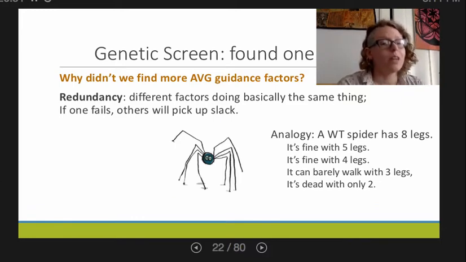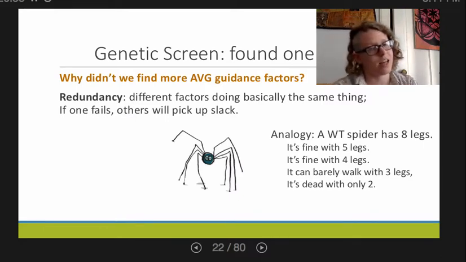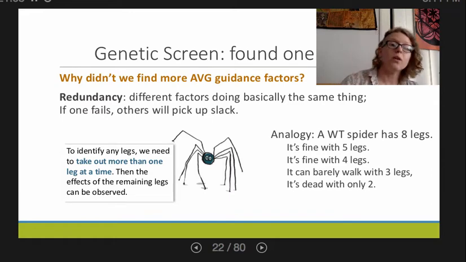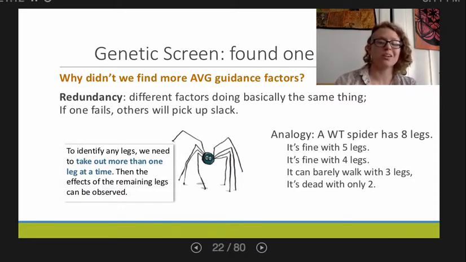However, once it's down to 4 legs and you take another one off, it can barely walk. And if it's only got 2 legs left, it can't do anything. It's gonna die. So, when we're working with genetics in this context, in order to identify any active pathways or factors that are important in this process, we're going to have to take out several factors at once. And then we'll be able to see changes caused by removing additional extra factors one at a time.